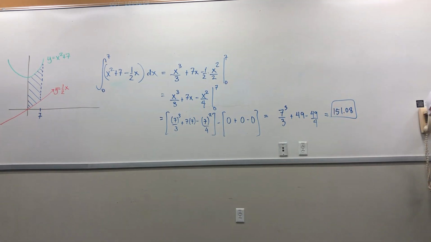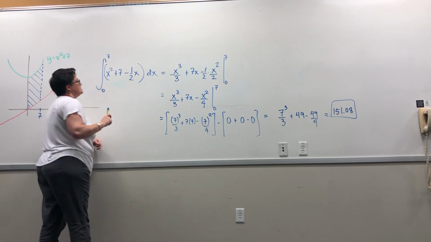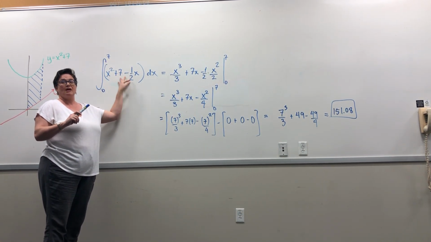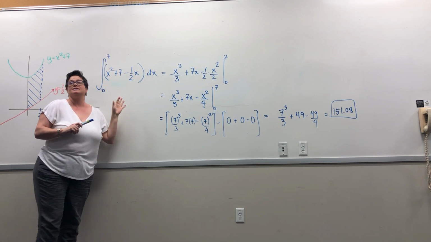How would you verify this, guys? What would you plug into your calculator, though? The original. X squared plus 7. So you have to get as far as plugging it in, top minus bottom. So you need to know what's on top.